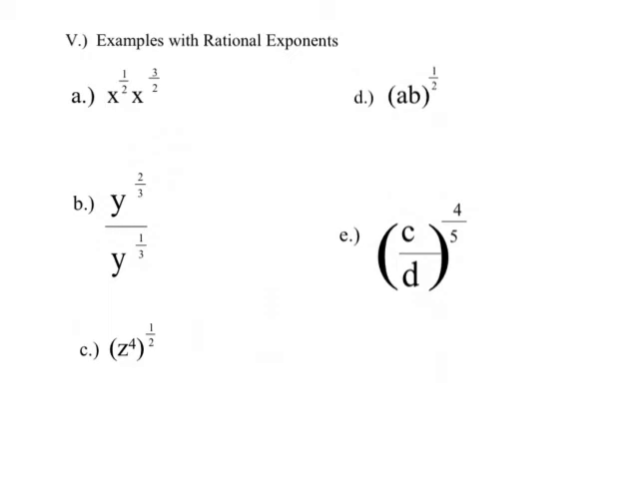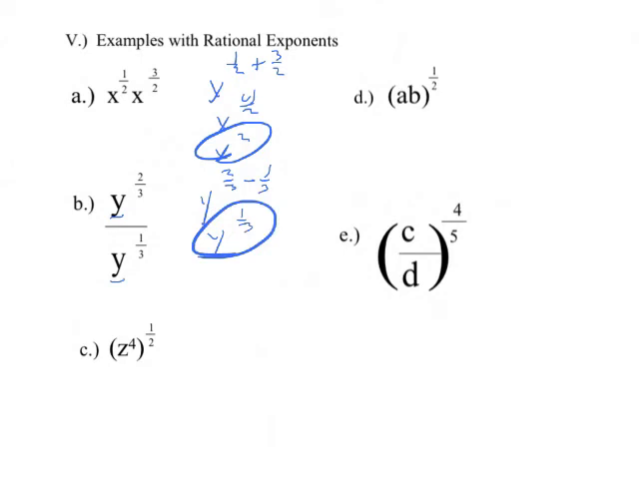Alright, let's look at the first one here. You had like bases, and you're multiplying, so you're going to add. When you add those together, you should have gotten x to the 1/2 plus 3/2, which gives you x to the 4/2, which gave you x to the second. That's the first one. For the second one, notice you're dividing like bases, so you're going to need to subtract. So y to the 2/3 minus 1/3, which gives you y to the 1/3, and you're good.